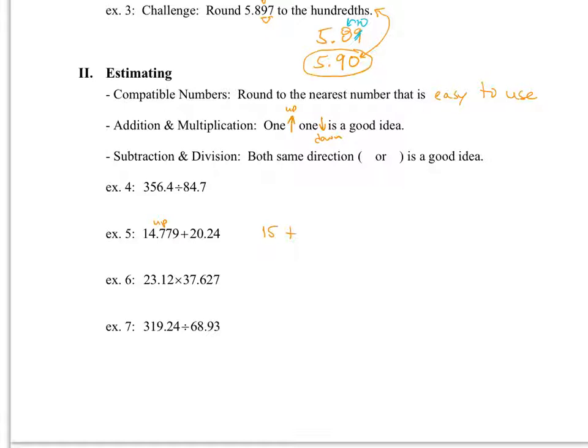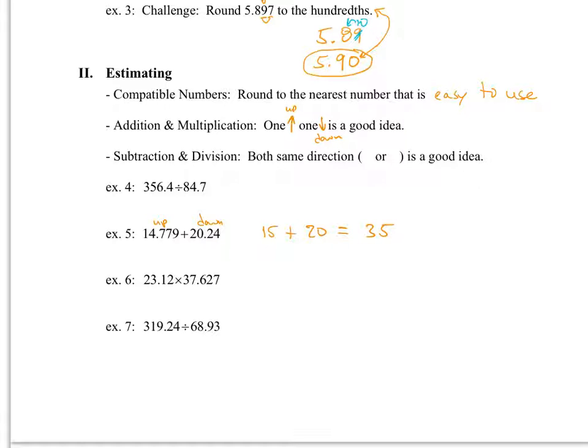This next one I'm going to round down to follow my up and down pattern to 20. So 15 plus 20 is 35. Easy to use, compatible numbers, numbers that work well together. Okay. And then let's do example 6, multiplication.